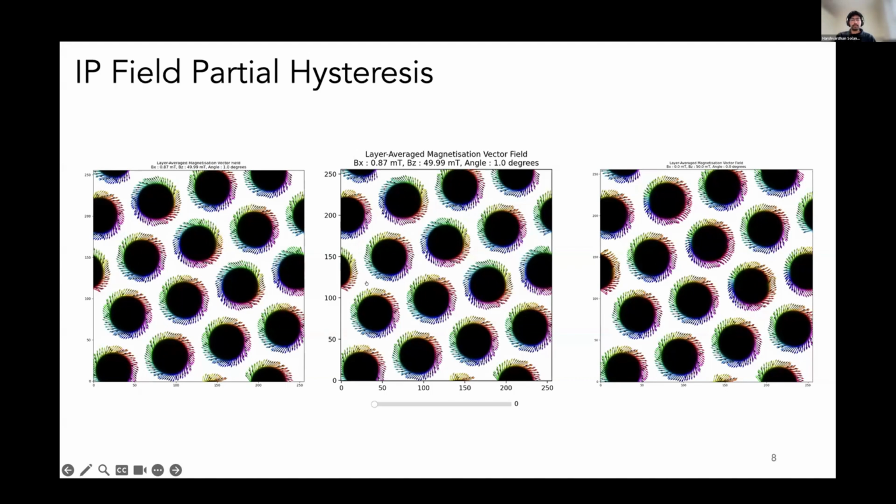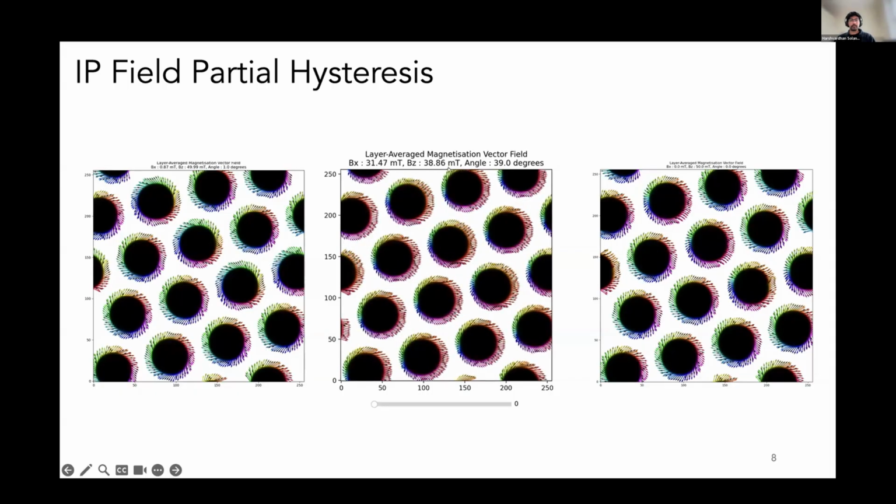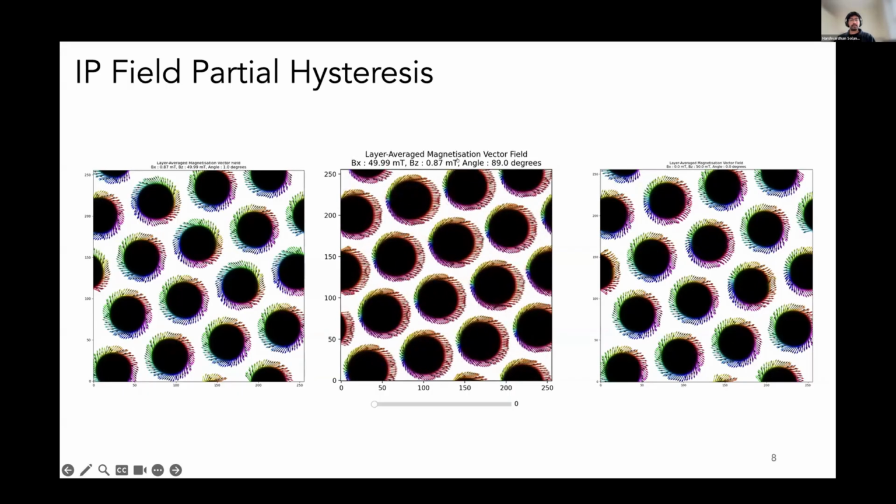As I run the simulation and introduce an in-plane component, we see that they all turn into this sort of type 2 bubble. Somewhere around 50 milliteslas in plane is the maximum saturation for all of them to turn into type 2 bubbles. From this point, we now reduce the in-plane component back to 0. As we do that, you will notice something very interesting happening.